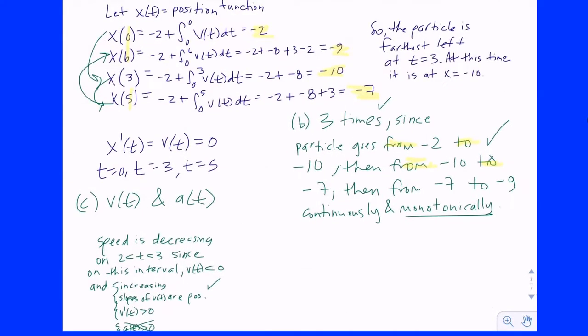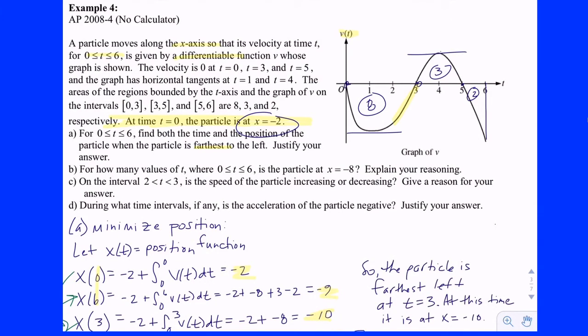Because notice from 0 to 3, what's happening from 0 to 1? What's the speed doing? Increasing, right? It's moving away from the T-axis. Now, what if I had made a mistake and said from 1 to 3? Would that still be a true statement? Yes. I was going on an interval that was a little bit larger than what they said. It wasn't wrong, so I probably wouldn't lose a point, but you don't want to do that. You want to stick with what they give you.